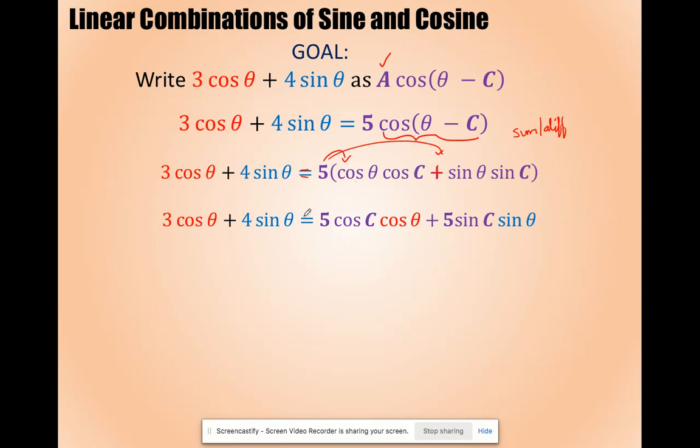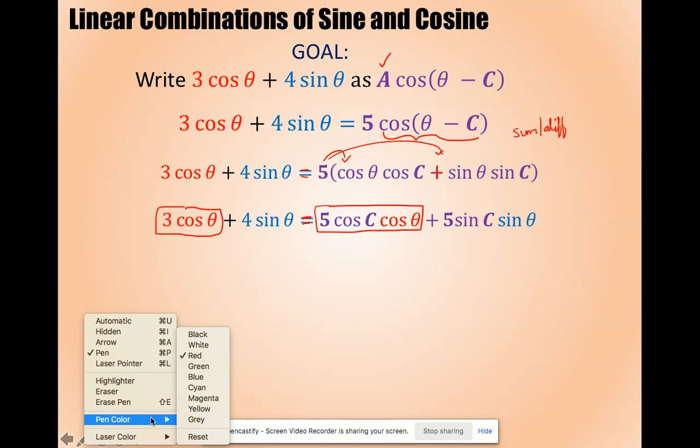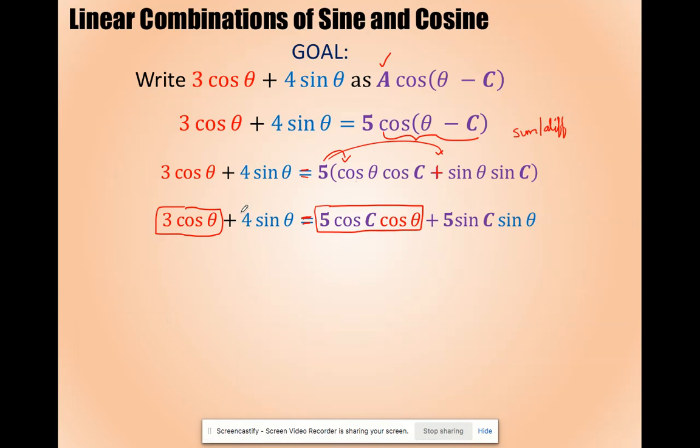Now I need you to look at this equal sign. If 3 cosine theta plus 4 sine theta is indeed equal to what's on the right side, what must be true? This is the law of equality. Those pieces must be equal, right?